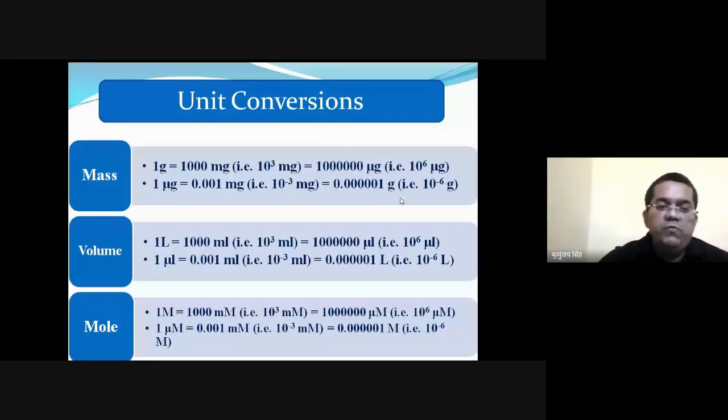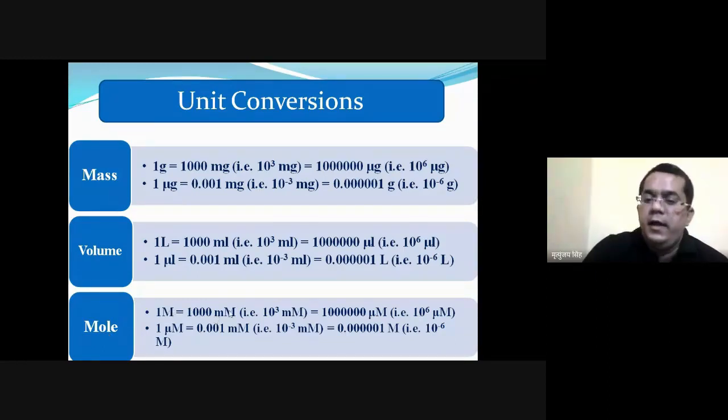Likewise, for volume, 1 liter is equal to 1000 ml and 10 lakh microliters. 1 microliter is equal to 0.001 ml and 10 to the power minus 6 liters. Likewise, for moles, 1 mole is equal to 1000 millimole and 10 to the power 6 micromole. And 1 micromole is equal to 0.001 millimole and 10 to the power minus 6 mole.